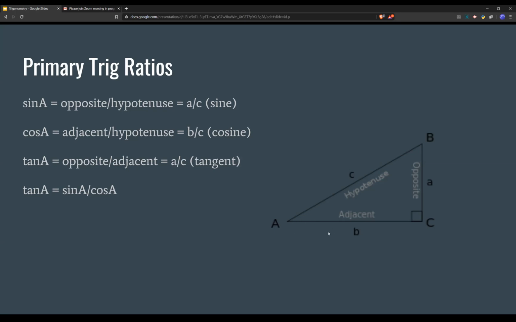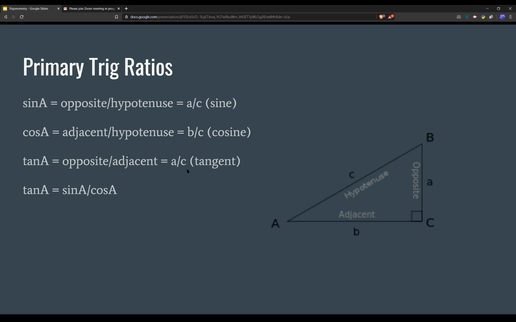So in this case, it's side length B right here. This is the adjacent, it touches the angle. And same with sine, you divide that by the hypotenuse. So, side length C. So this is equal to B over C. So that's what the cosine ratio is equal to, adjacent over hypotenuse.